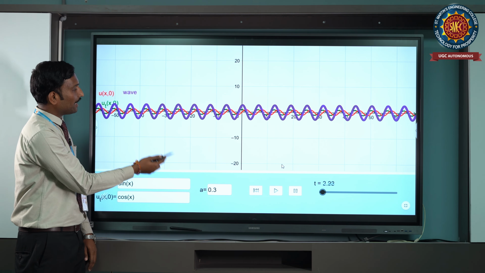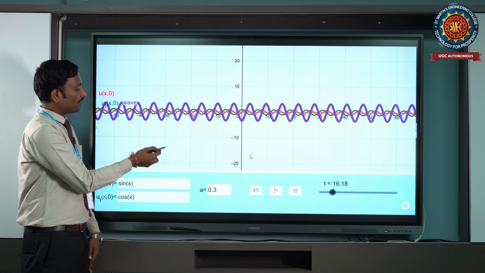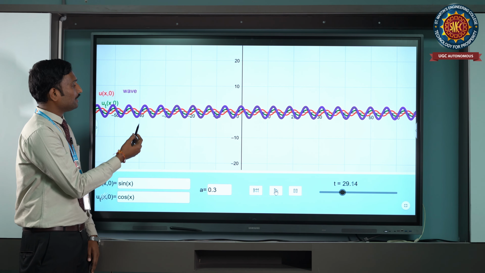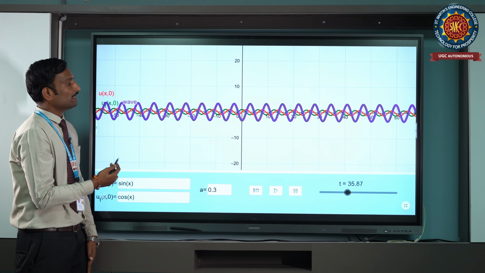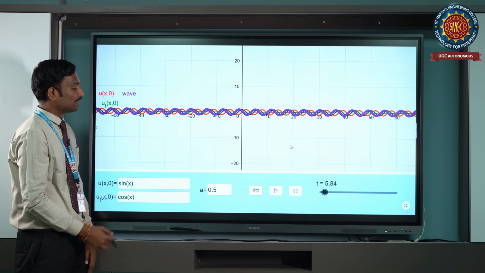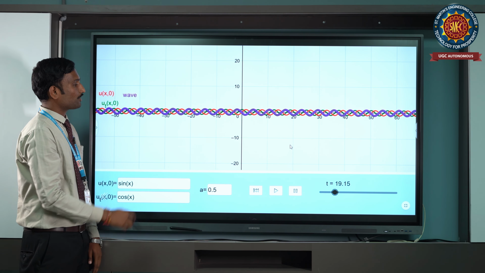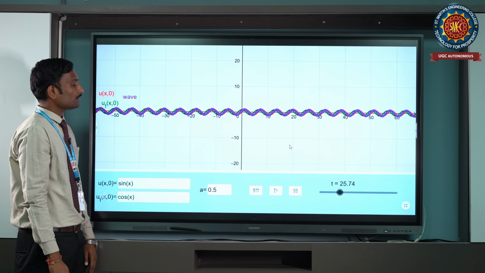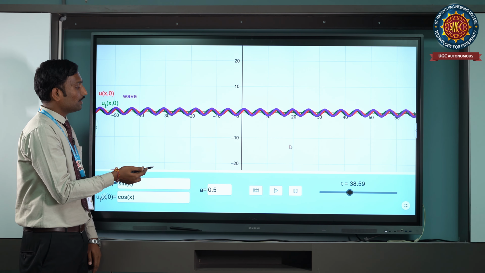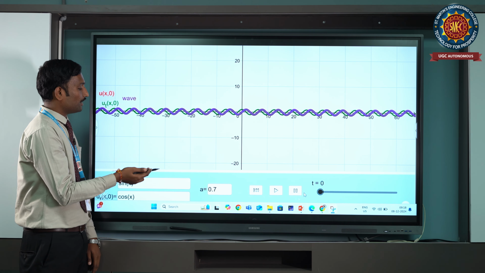The next is a is equal to 0.3. As a increases, we can see the propagation of the wave changes. The speed of the wave changes as the a value changes. Whenever a is equal to 0.5, and here the next is a is equal to 0.7.